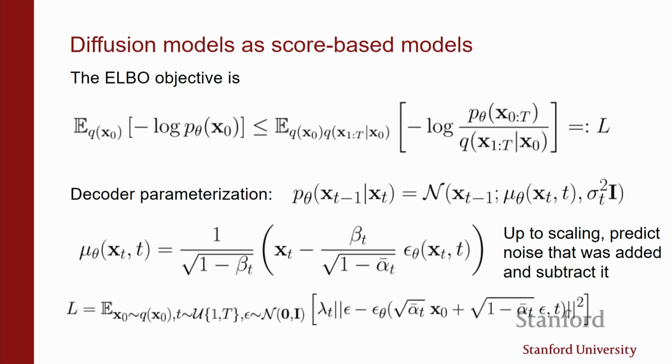Beta is the parameters, the beta t's. The alphas are computed in terms of the beta t's. That basically controls how quickly you add noise to the data, essentially. And you can choose it.